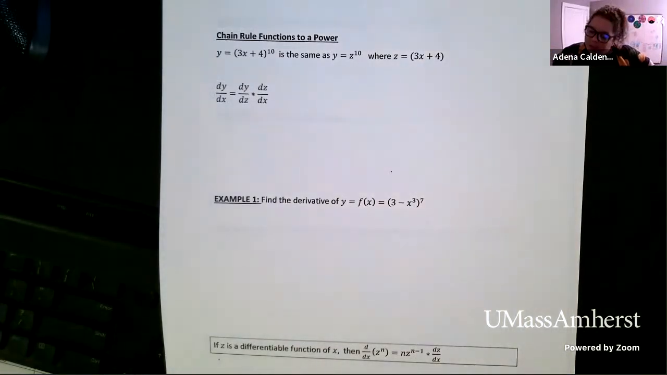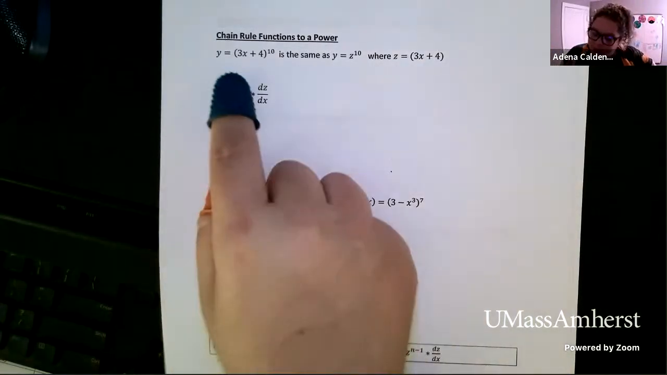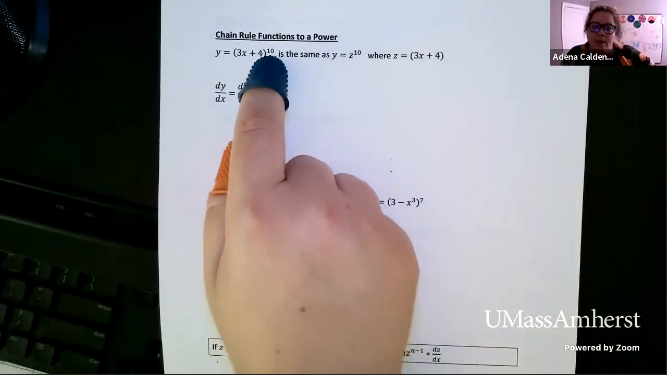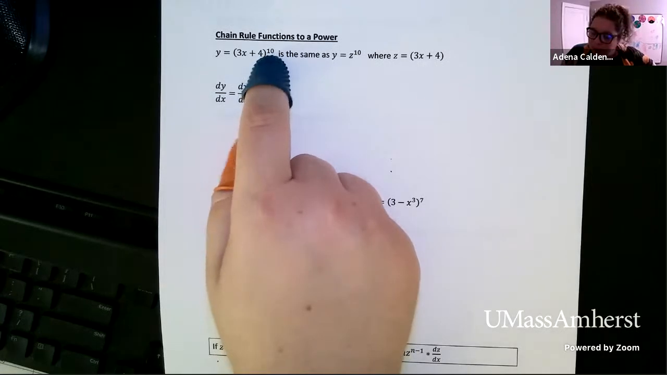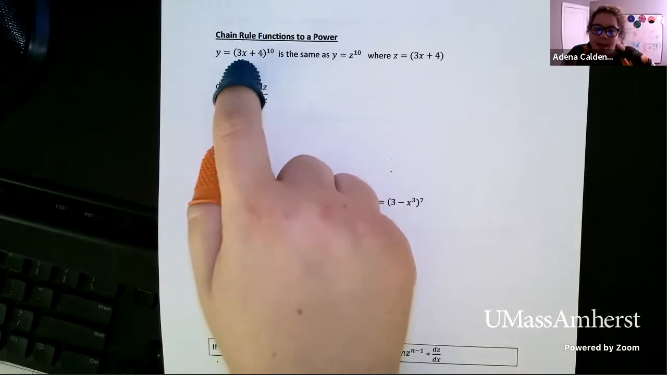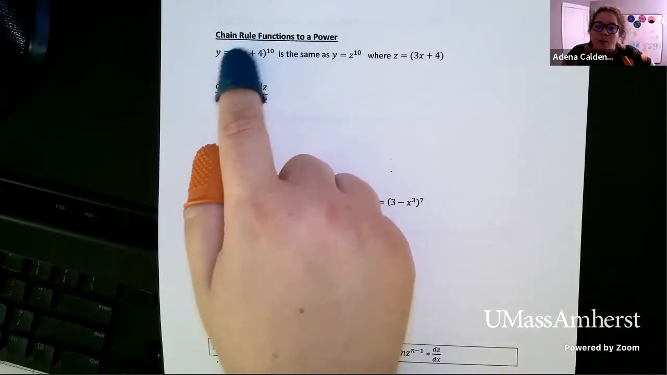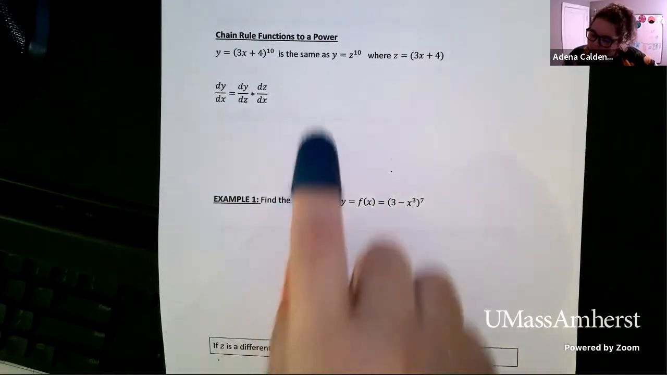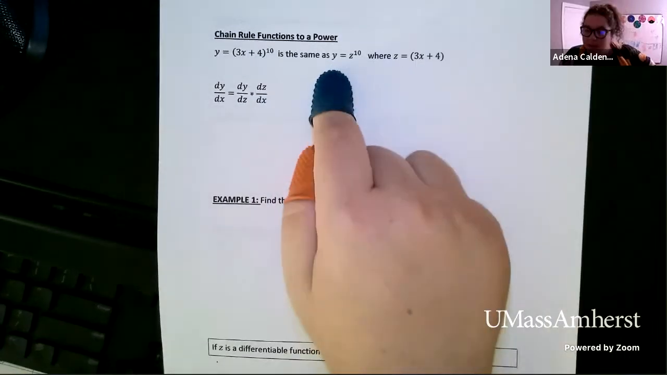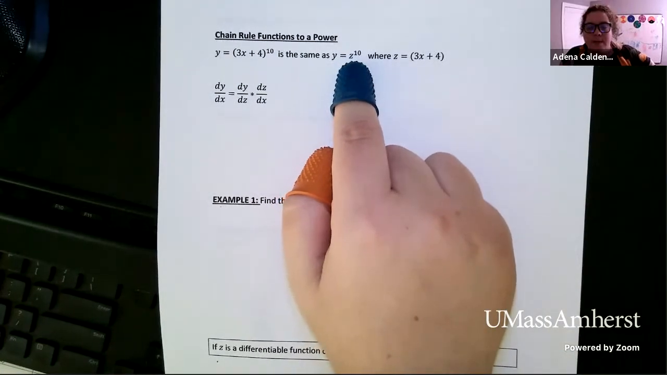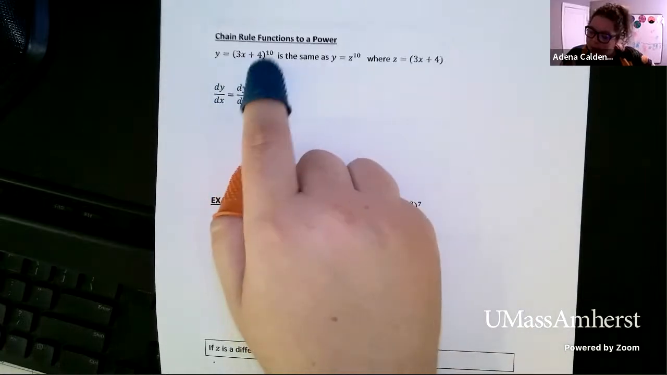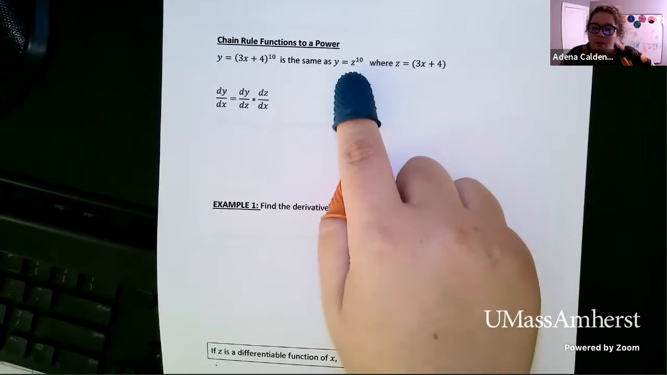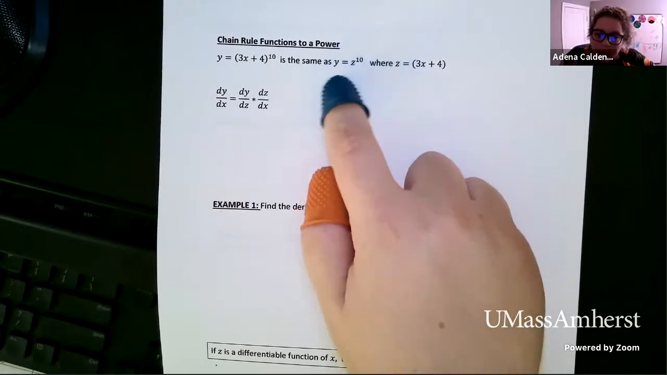So we have a chain rule power function if we have something complicated in the base and then raised to a power that is a number, right? So the variable is still down here in the base and it's raised to some number. So this is similar to the form that we had when we were doing the power rule. So this is the same as the function y equals z to the 10, right? Where z is 3x plus 4. So notice that we could write it like this, and it looks like the power rule.